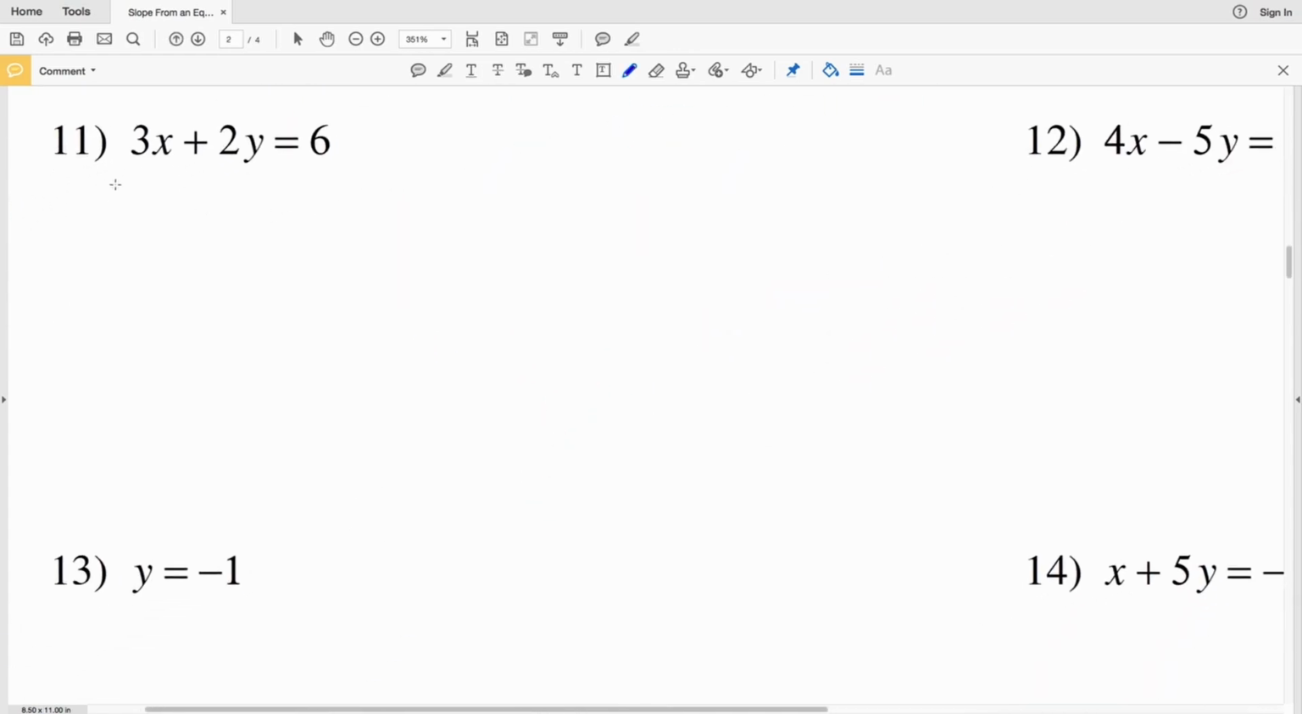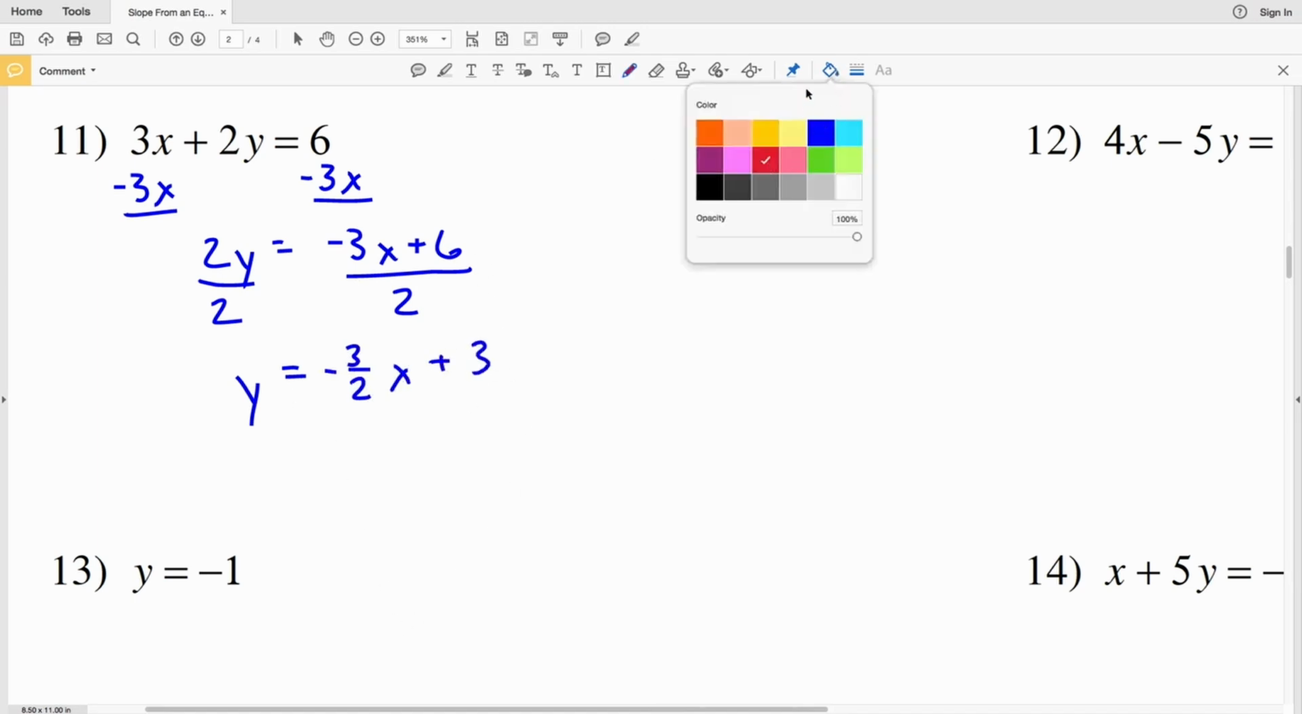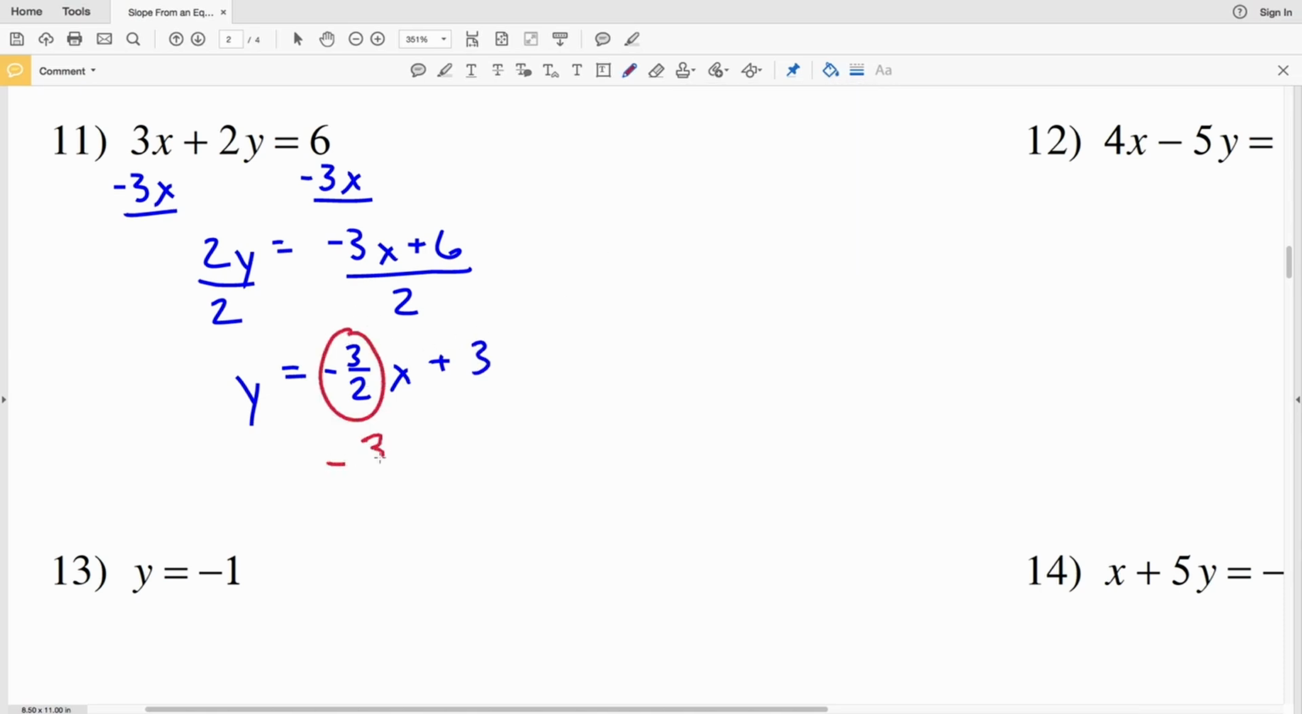In number 11, we're going to subtract 3x from both sides. We'll have 2y equal to negative 3x plus 6. Then we'll divide by a positive 2. So we'll have y equal to negative 3 times x over 2, which is negative 3 halves x, plus 6 over 2, which is 3. Now that it's in slope-intercept form, you can see that the slope is equal to negative 3 halves for number 11.